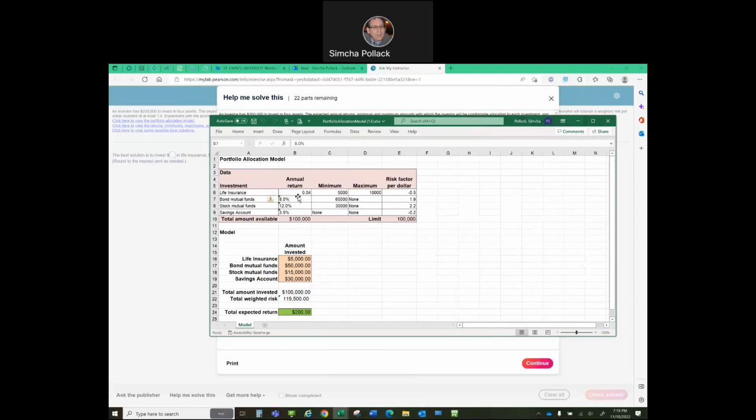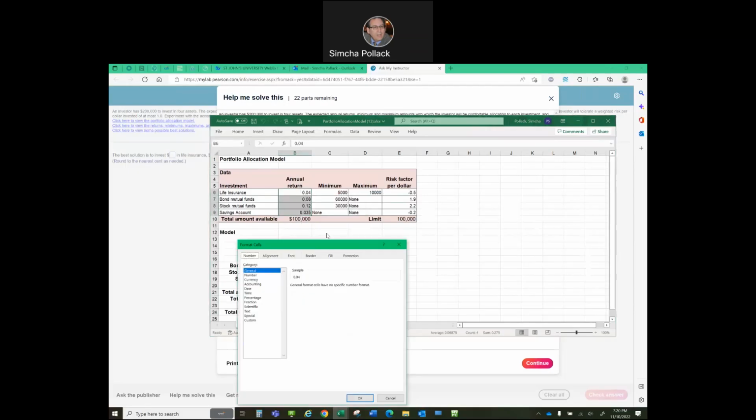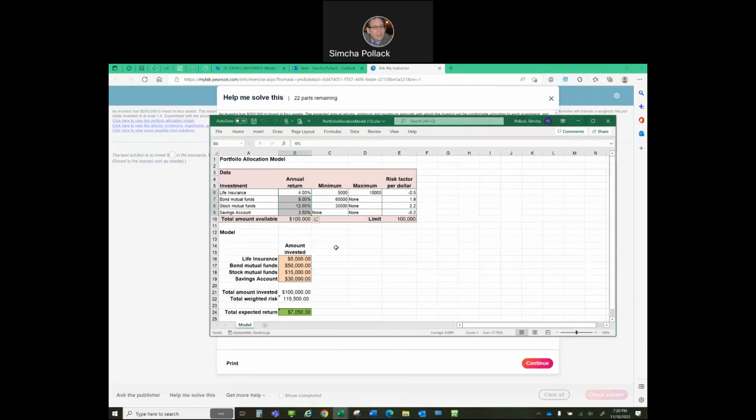And this 8% will be 0.08. Sorry, I couldn't come up with a better way. 12% is 0.12, and 3.5% is 0.035. Now the computer can multiply 0.04 times this amount, so the sumproduct is working. You might want to change this now into a percentage. Go to Format Cells, Percentage, and we have it as a percentage.